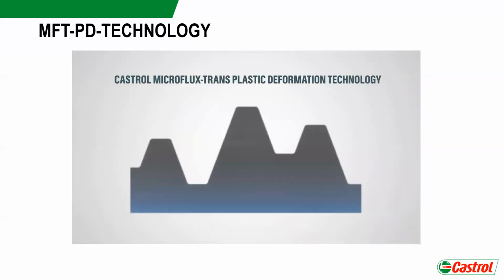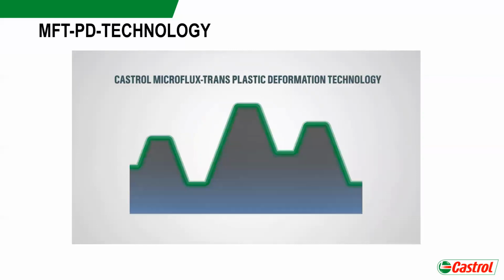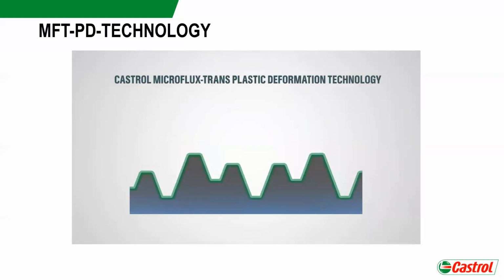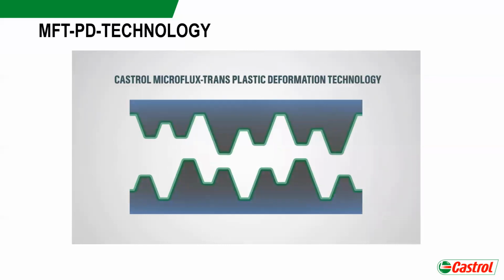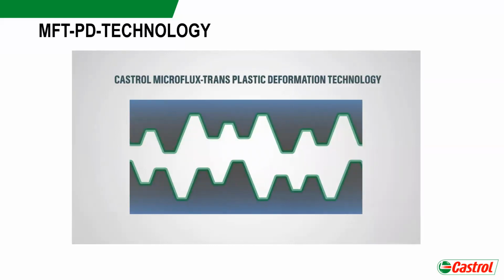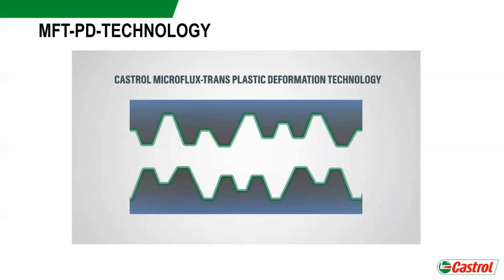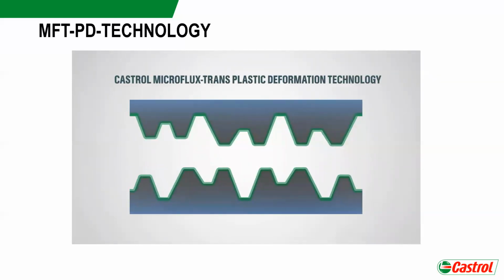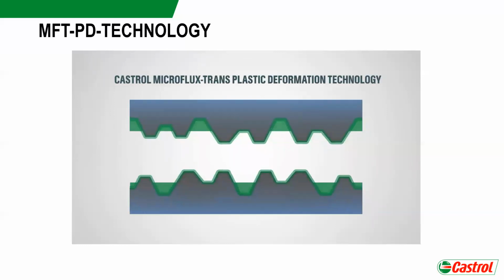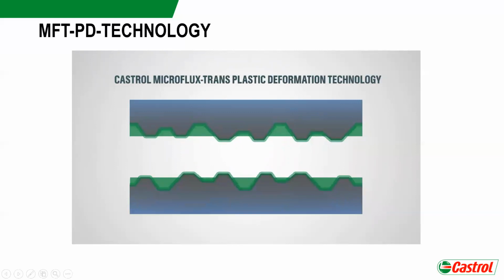Castrol's Microflux transplastic deformation technology and TGOA additives take a different approach, called plastic deformation. It actively smoothens the surface without depositing or removing material, rapidly providing a protective layer with a high lubricating effect. With increasing load, this protective layer is compressed, becomes even more pressure resistant, and at the same time improves the coefficient of friction. As the pressure increases further, special additive components migrate from the deposited protective layer into the structure of the metal surface, initiating the micro-smoothing effect.